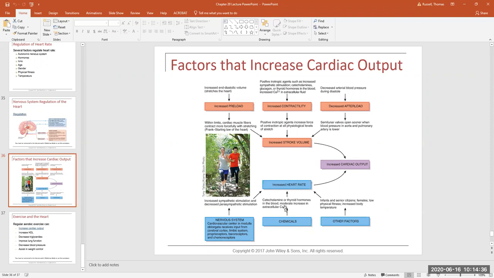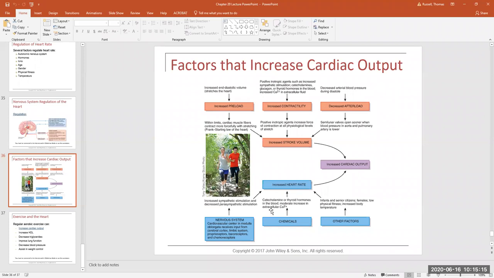Any chemical agent that can increase or decrease heart rate would be called a chronotropic agent. So any agent that increases heart rate would be called a positive chronotropic agent. You guys know what the prefix chrono means? It means time, like a chronograph is a particular type of watch, which tells time. So positive chronotropic agents increase heart rate, negative chronotropic agents decrease heart rate.